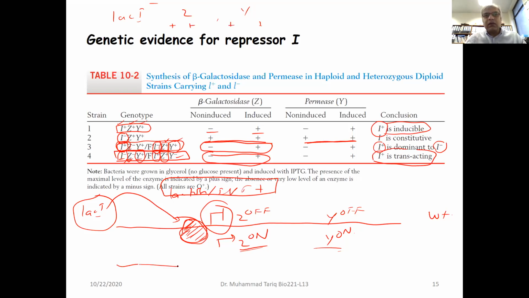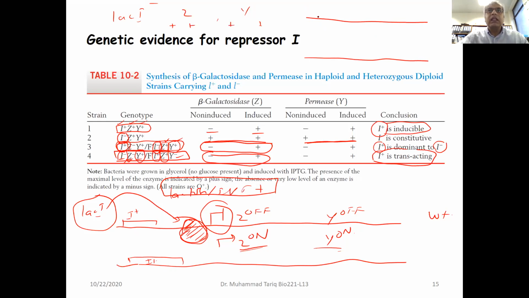Trans-acting. Sir, I'm a little confused about this part. Yeah, I'm trying to explain you now. So let's say you have I plus. Here it was also I plus. If we draw this one, it will be more easy here. I minus, Z minus, Y plus. What should be genotype of Y plus and Z minus in this bacteria?